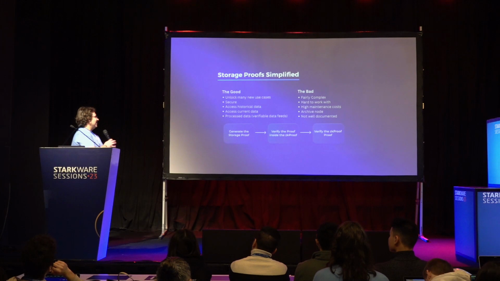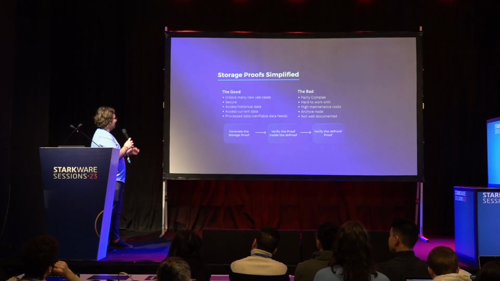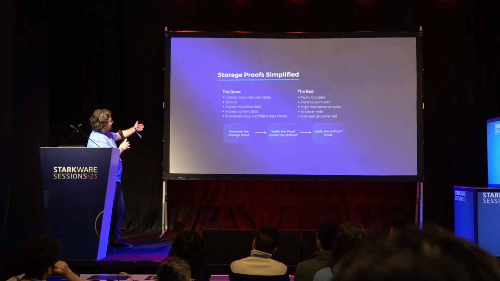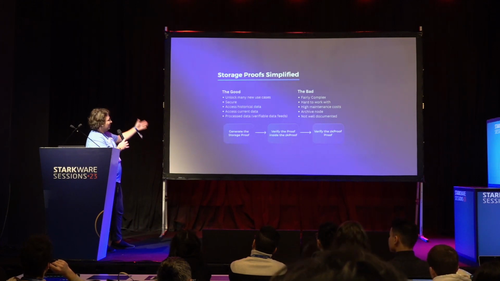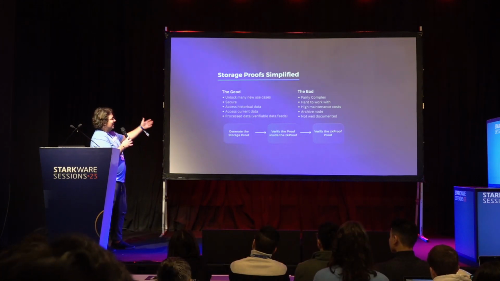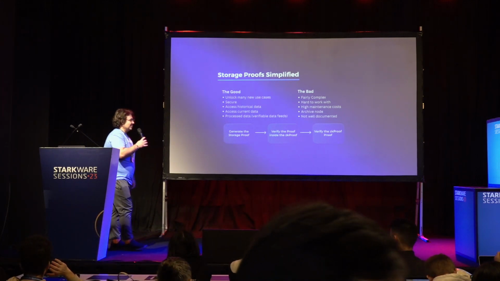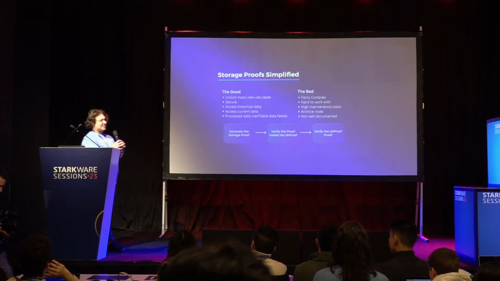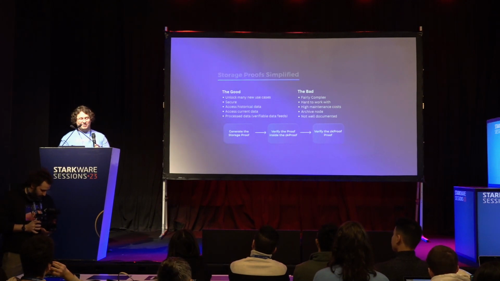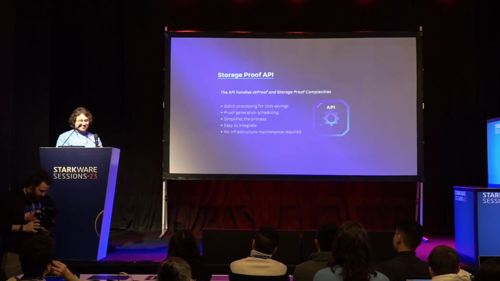So we simplified it. Basically the bottleneck is just generating a storage proof, verifying the proof inside a ZK proof, and verifying a ZK proof on chain. So this sounds very easy, but it's actually quite complex. That's why we created the storage proof API.